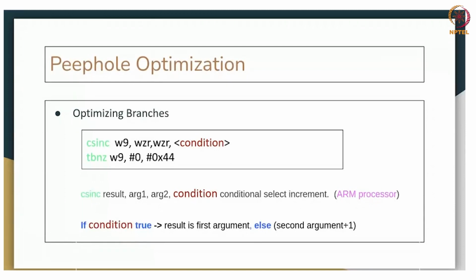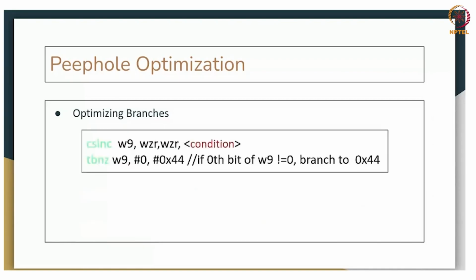If the condition is true, the result is the first argument, so W9 will be assigned W0. Else it is the second argument plus 1, so it will be WZR plus 1. WZR is a register available in the ARM processor, the zero register. And TBNZ W9, #0 checks whether the 0th bit of W9 is not 0, and then branches to 0x44. So if the 0th bit of W9 is not equal to 0, branch to 0x44.